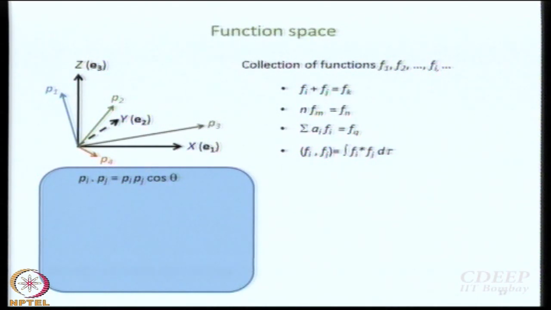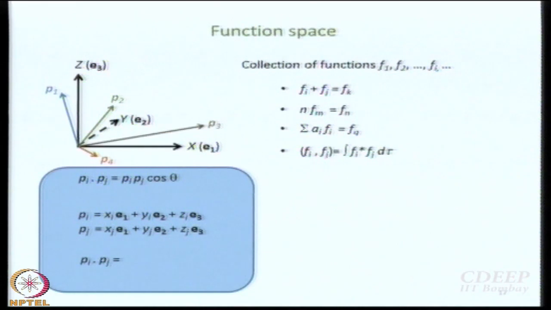So, let us work this out for the position vectors. To help you, I will write this. P_i equals x_i e1 plus y_i e2 plus z_i e3, and P_j is equal to x_j e1 plus y_j e2 plus z_j e3. e1, e2, e3 are the base vectors, unit vectors along x, y and z directions respectively.